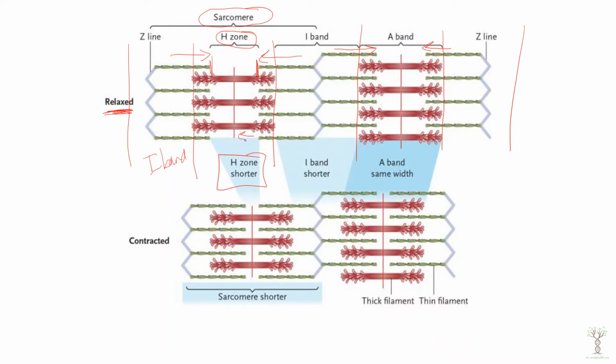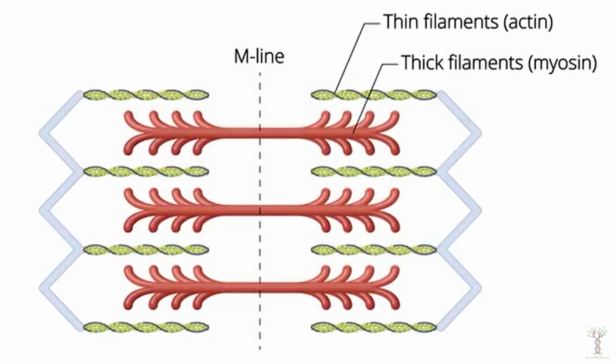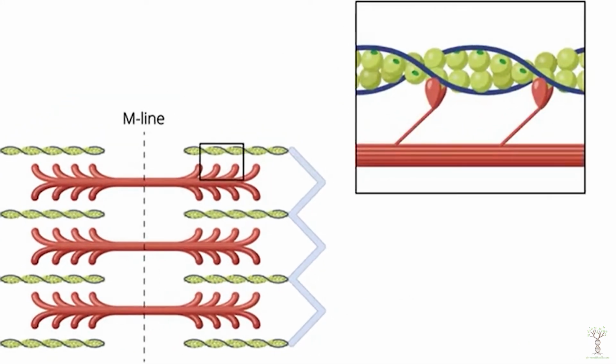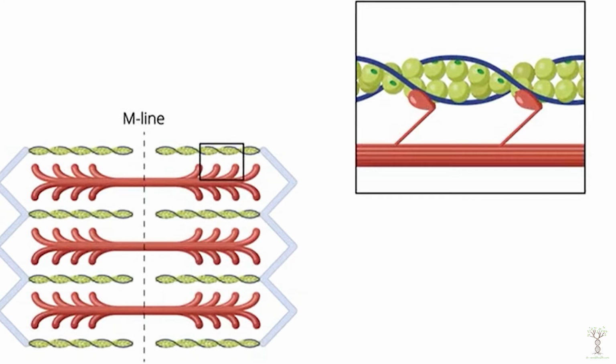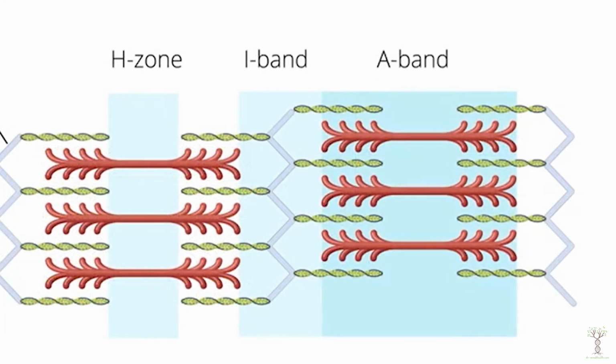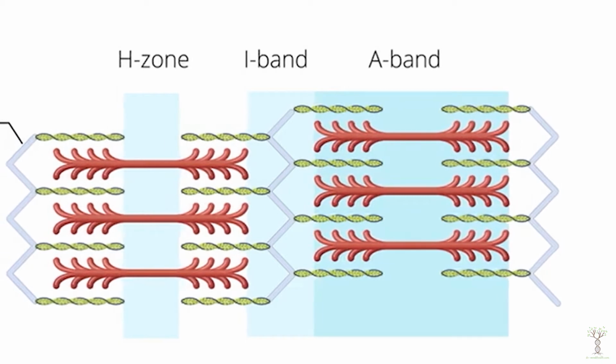The H zone is going to get smaller because the thin filaments are moving in. And the I band is going to get shorter because as these move towards the M lines, the myosin and the actin are going to be overlapping more. And so then it's going to look like this. We can see that as the thin filaments move across the thick filaments towards the M line, the Z lines are getting closer and closer together. Each sarcomere is getting shorter.